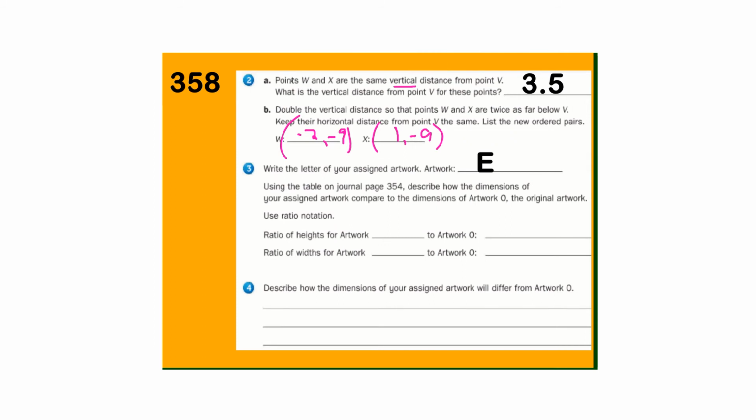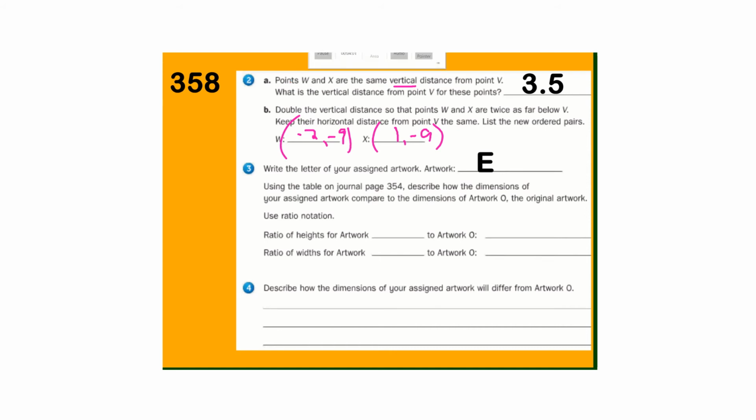Okay, number 3. I'm just gonna use an example here to show you how to do this, and then I'm gonna have you try one on your own. So thinking back to the artwork from yesterday's lesson, we're gonna use the journal page 354. Describe the dimensions of the assigned artwork to the dimensions of O. So I just picked E. So I'm going to compare E to O, the height and the width.